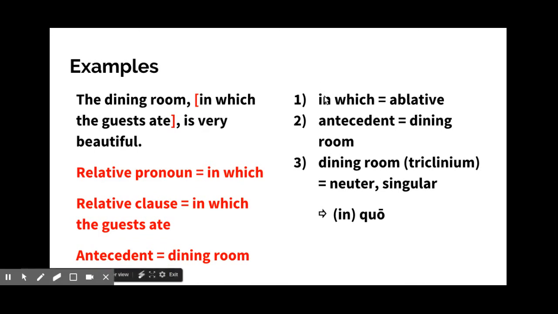In translation form, in which is an ablative translation. The antecedent is the dining room. The word for dining room is triclinium, which is a neuter, singular noun. You go to your chart, you pick out your neuter, singular, ablative pronoun, and you end up with quo.